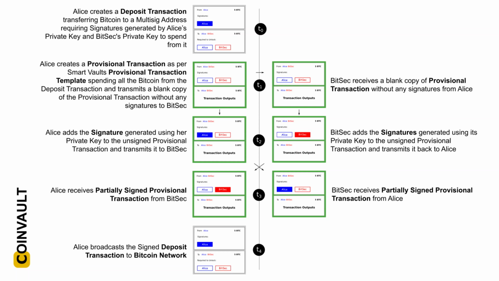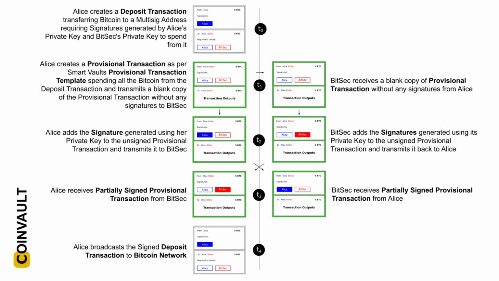Coming to the nitty-gritties of hybrid custody and the Layer 2 Smart Vaults protocol. At inception, Alice creates a transaction transferring Bitcoin to a multi-sig address that requires signatures generated using her private key and BitSec's designated private key, as discussed previously. We call this the deposit transaction. She creates the deposit transaction, but does not yet broadcast it.